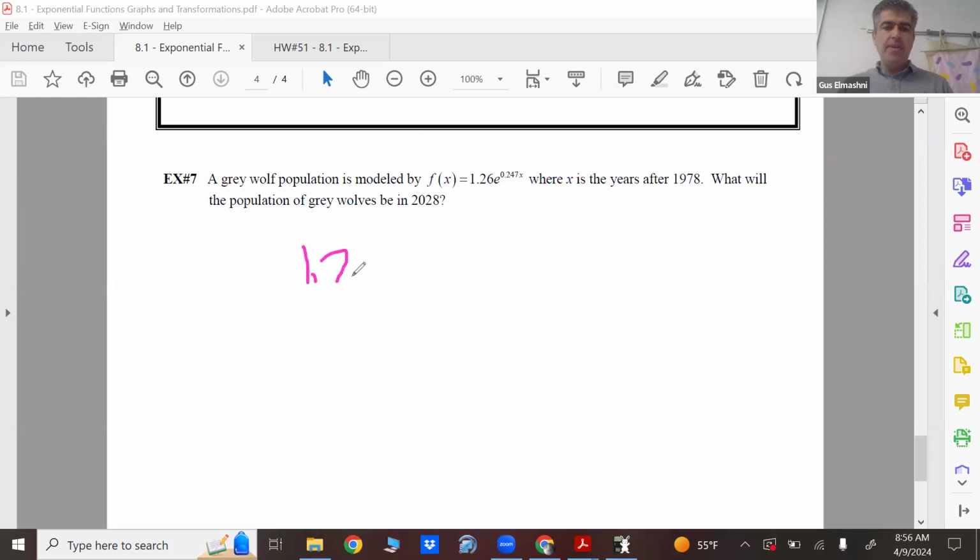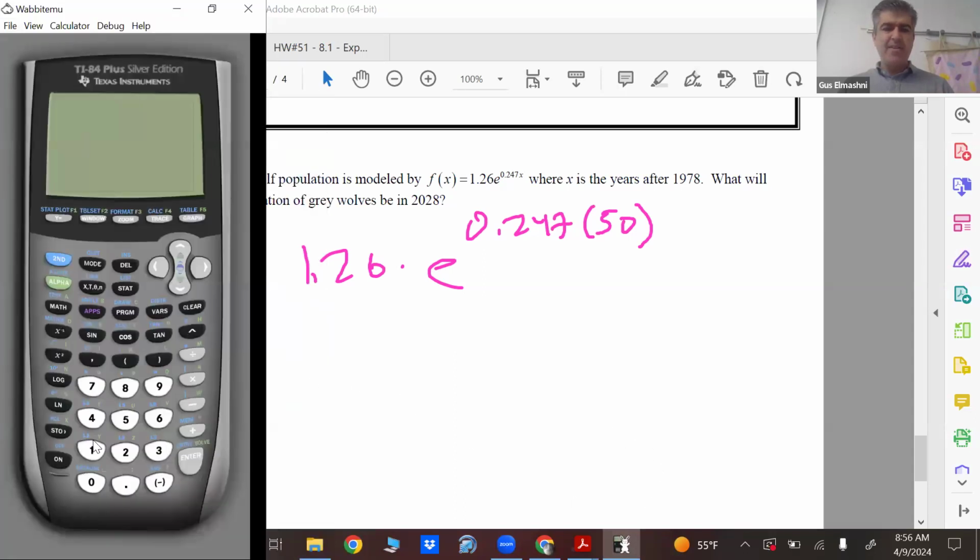So 1.26 times e to the 0.247 raised to the 50th power. And yeah, it's pretty easy, actually. It's not that hard. So you can see this is a pretty easy section, guys. This is kind of a joke of a section, to be honest with you.